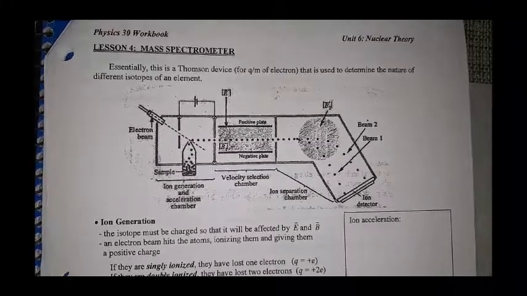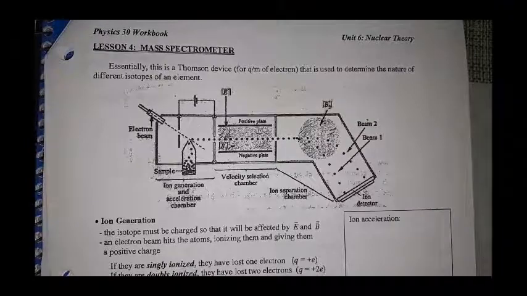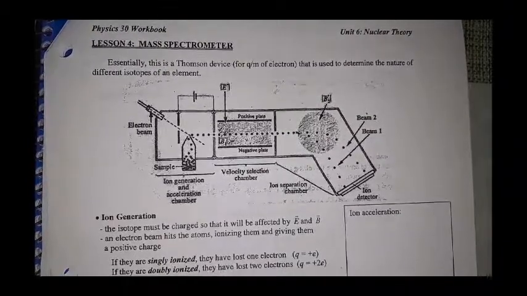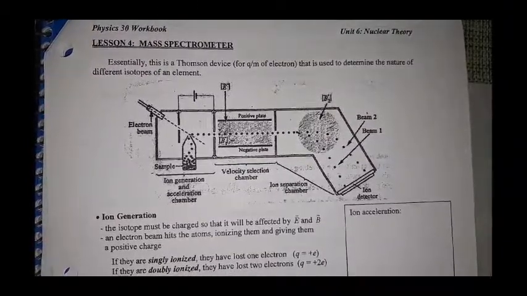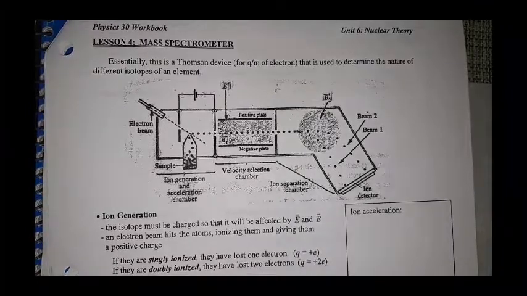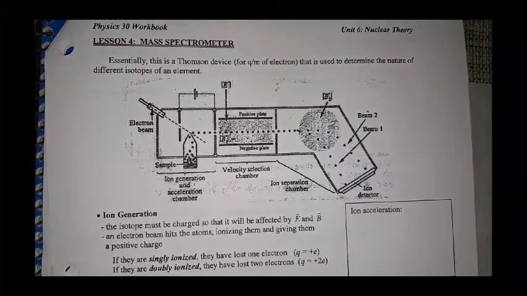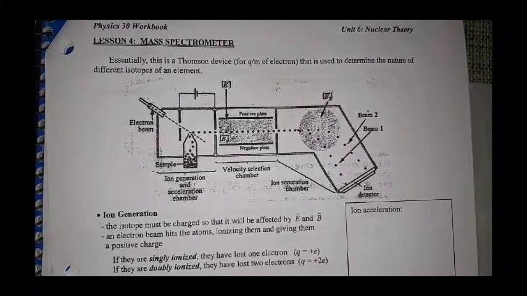Welcome back, Physics 30. Today's lesson is the mass spectrometer. It's basically the combination of Unit B and Unit D together. Unit C is not mentioned much here because we are not talking about gamma radiation.